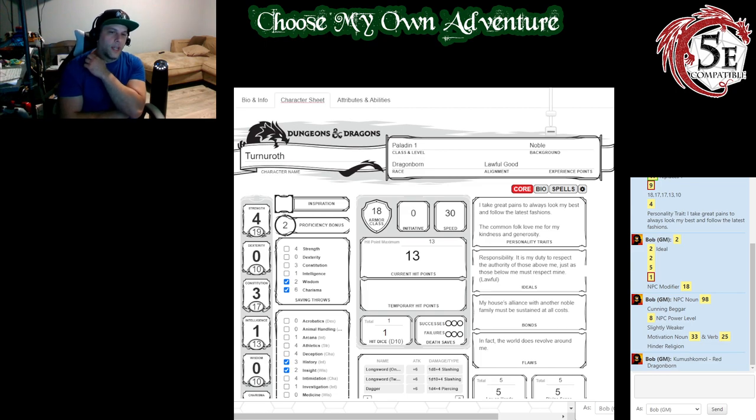Basically, the easy way out would have been admitting a lie, and that's not something Turneroth would do. It would be disgraceful to them. Something around being found at the brothel, I think. And so Turneroth is disgusted by this. He denies it. And what's happening now is this is leading to a conflict between Turneroth and Kumushkumul.